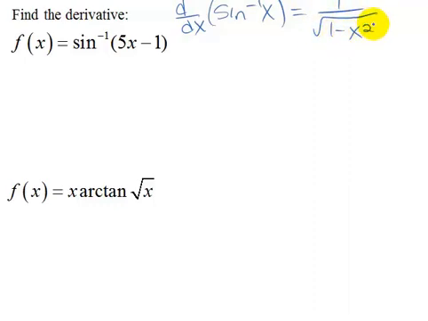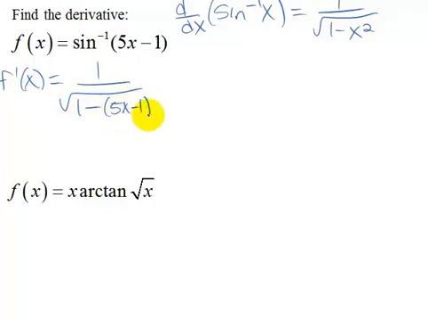So when we work this problem, it's a u instead of an x, so we would need to put the stuff right here where the x is, and then we would also need to do the chain rule, multiplied by the derivative of the stuff. So let's go ahead and do that. So the derivative is going to be 1 over the square root of 1 minus, and here we will put our u, or our stuff, and that needs to be squared.